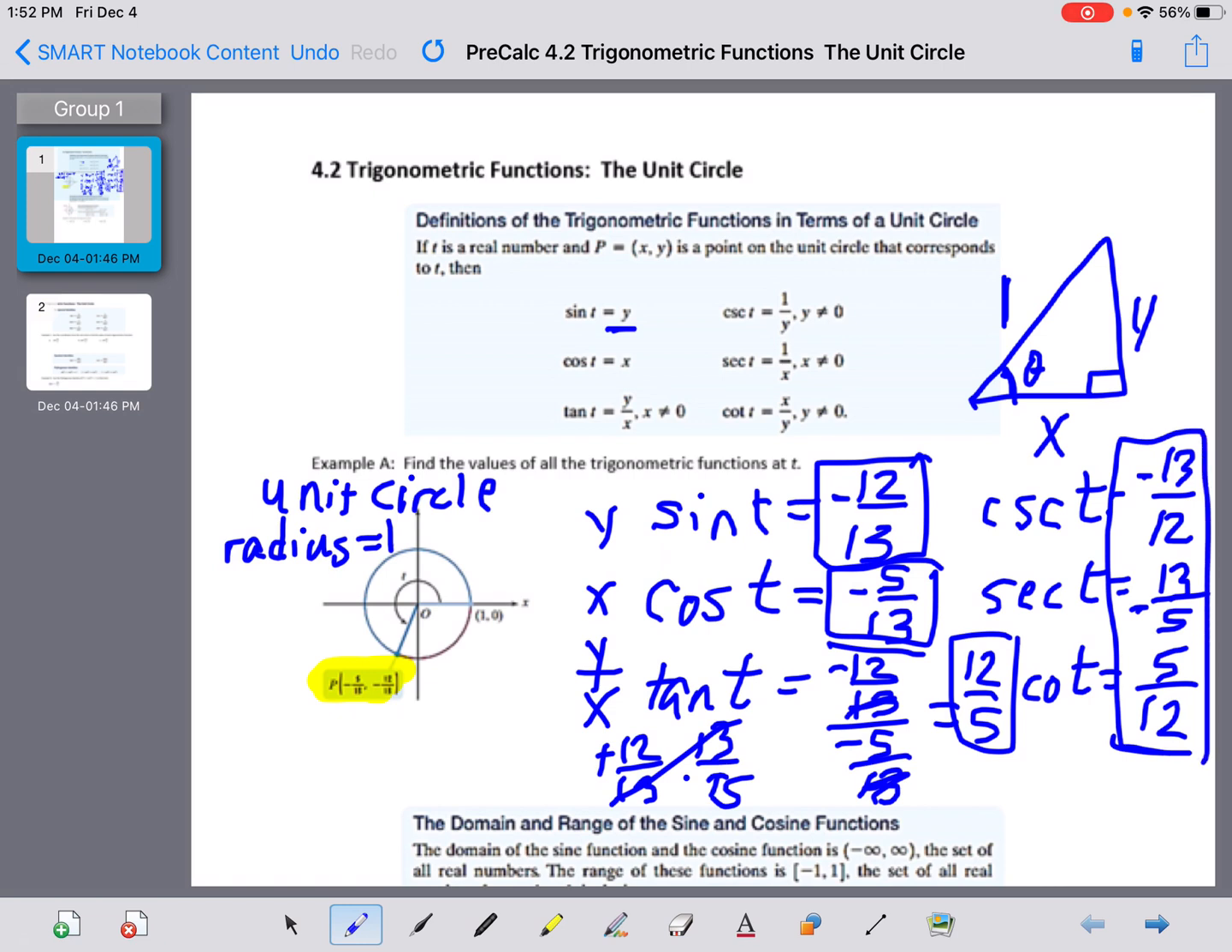Okay. All right. So far, so good? It goes back to what we used before on our chart, but we are allowed to use other values beyond our 30s, 60s, 45s, 90s type of thing.